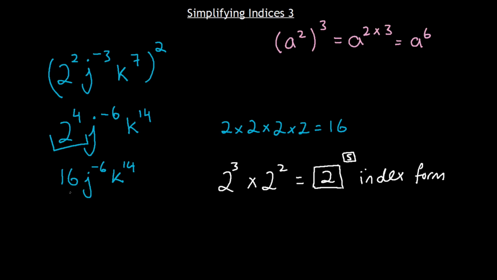So back to here, this is in index form. Now I know you're saying, well, it was in index form, but then we've changed it, we've converted it into 16. Well, it just makes more sense now, because now we can say it's 16 lots of these j's and k's. Whereas at the top it makes less sense, but the bottom makes more sense and it's a bit neater.